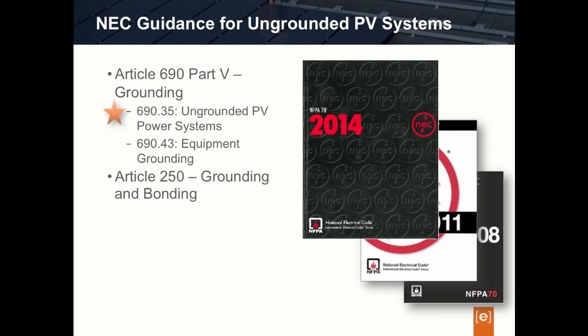Article 690.35 of the NEC covers ungrounded PV power systems, and Article 690.43 describes equipment grounding requirements. Additionally, Article 250 gives additional details on grounding and bonding requirements for general electrical, but relevant to PV power systems.